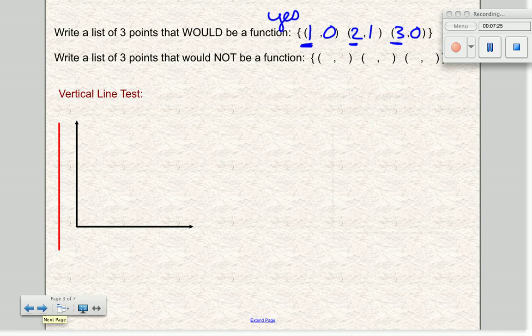And if I made a list of points that was not a function, as long as 2 of the x values are the same, it's not a function. It doesn't matter what the y values are. Y values don't matter whether they're the same or different. Only the x values matter. And you could plot them.